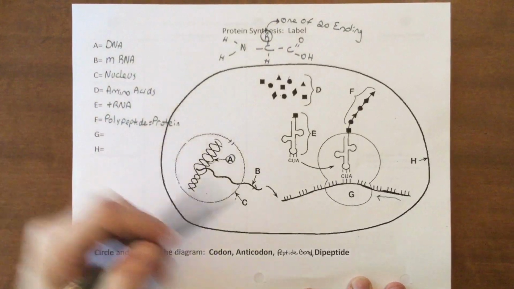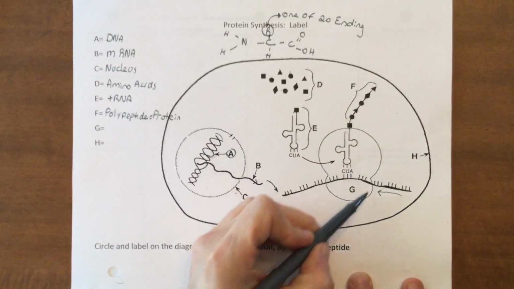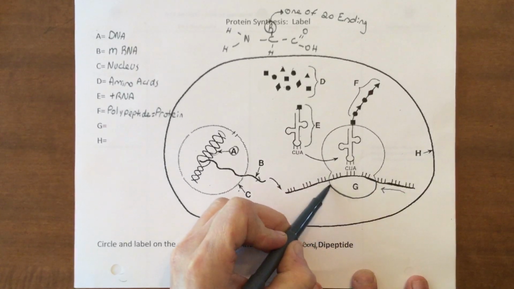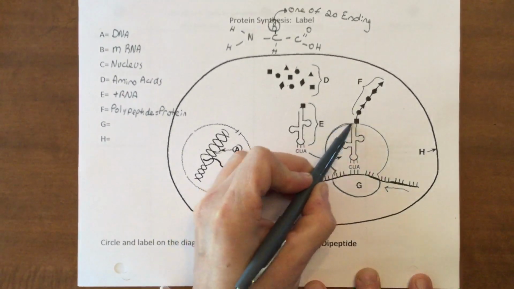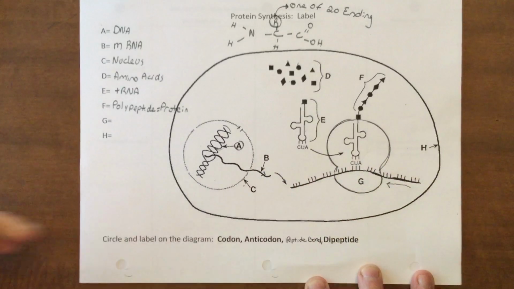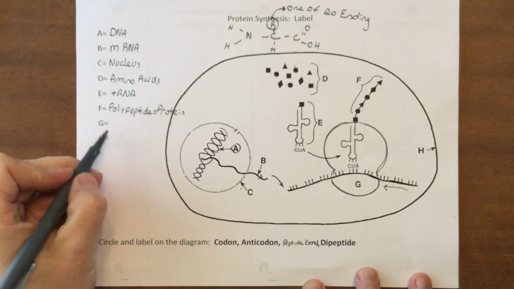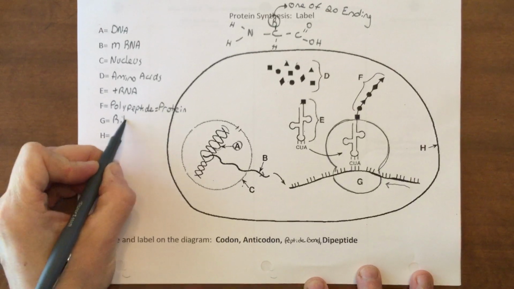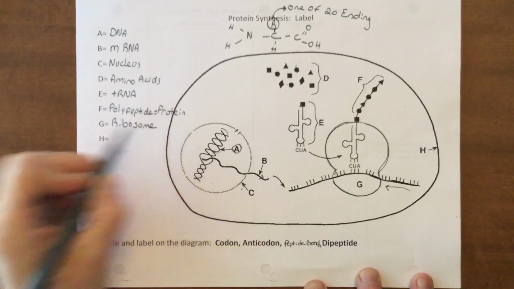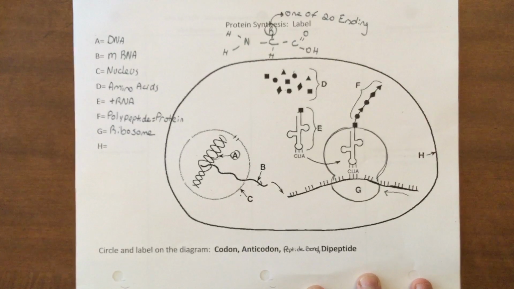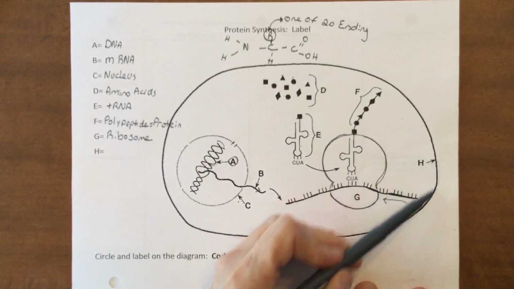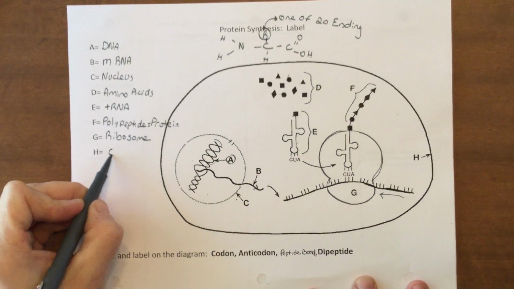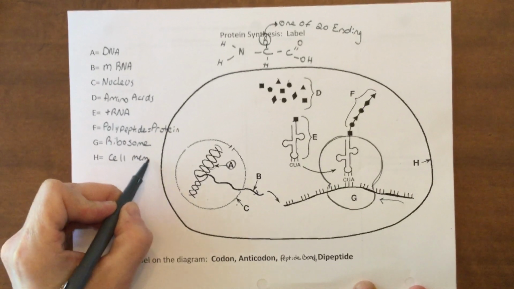If we're looking at letter G, it is going to actually point to this large structure that you have here. And that large structure is what's kind of pulling that messenger RNA through and calling out for the appropriate transfer RNA. And that is going to be my ribosome. That ribosome is activated by rRNA. The last part you have is H, and H is referring to your cell membrane.